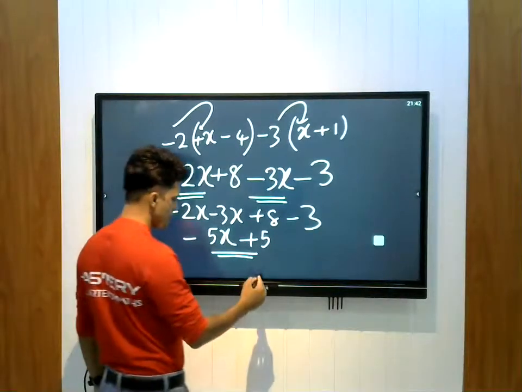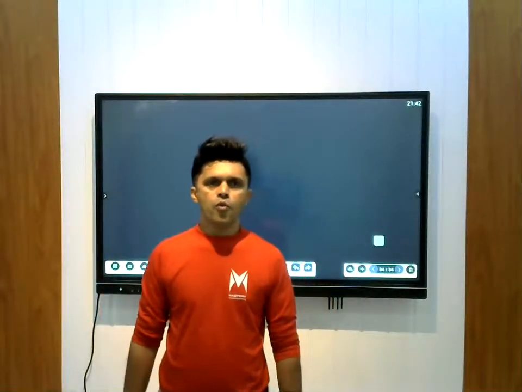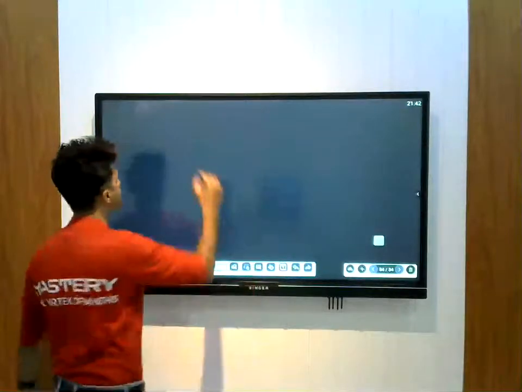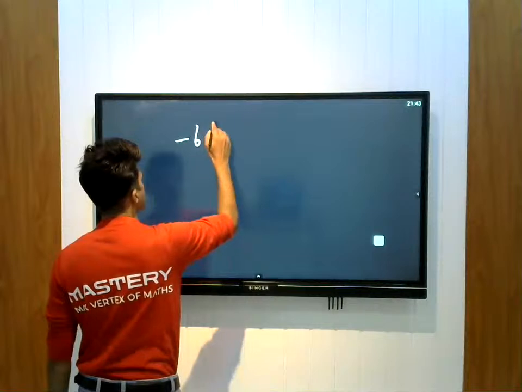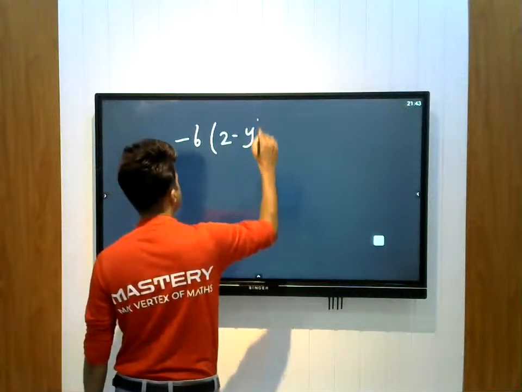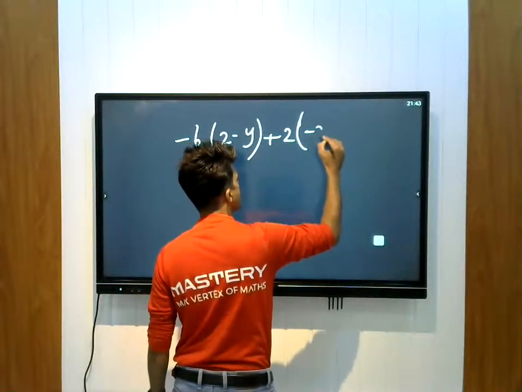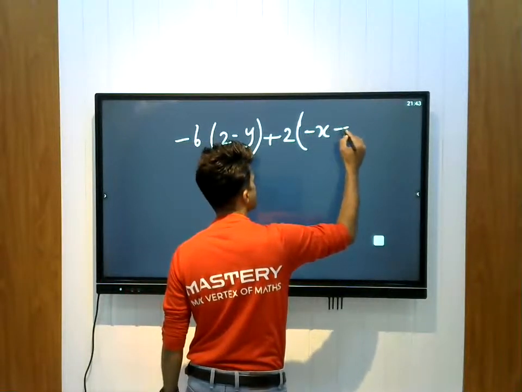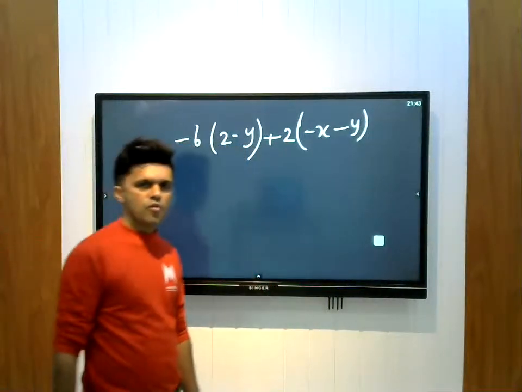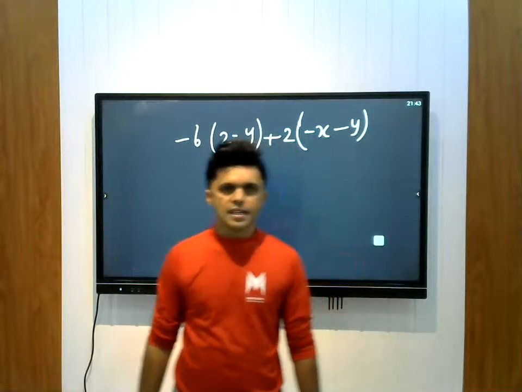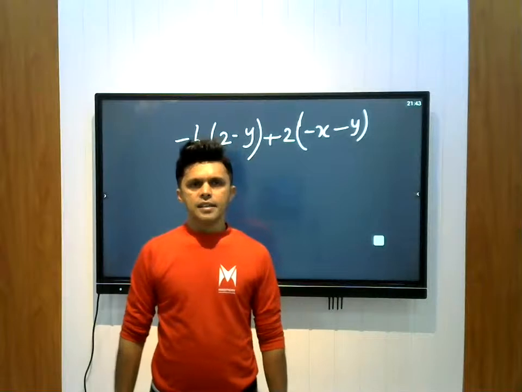How do you do this type of one? Minus 6 into 2 minus y plus 2 into minus x minus y. How do you simplify this type of one? First of all, you need to remove the bracket. After that, you can simplify. Remove the bracket and simplify.